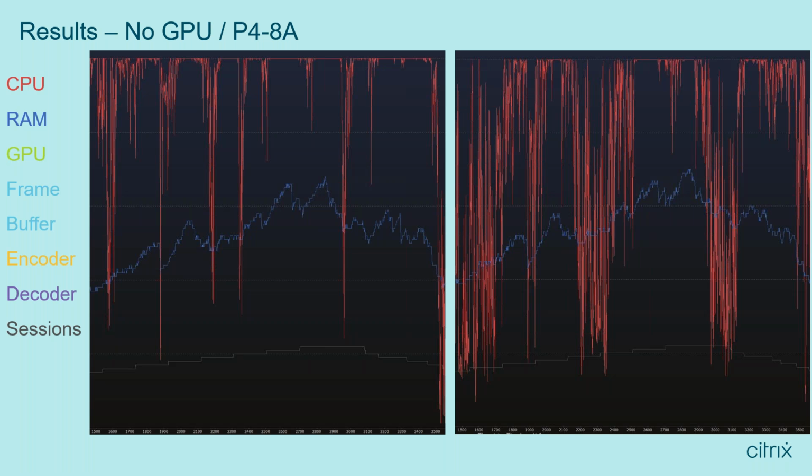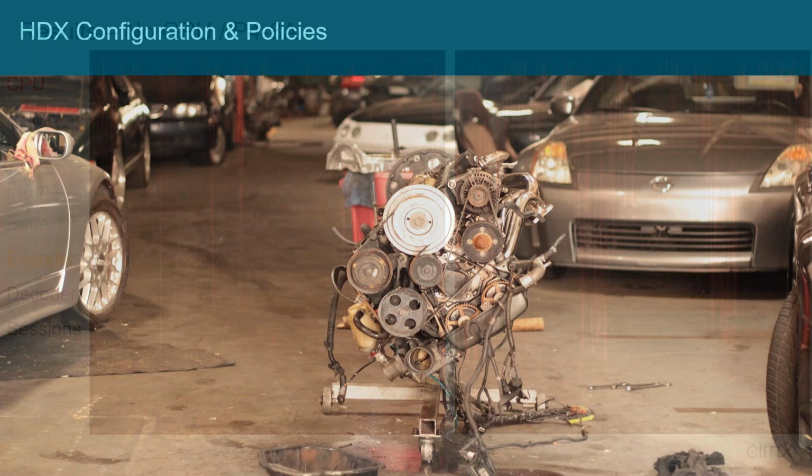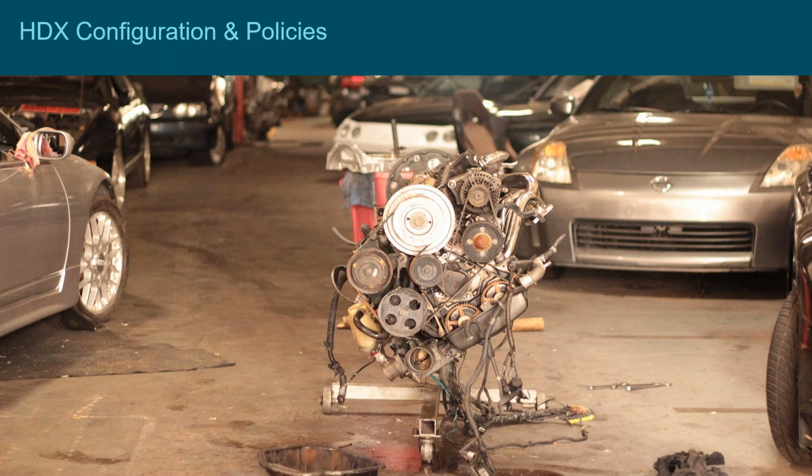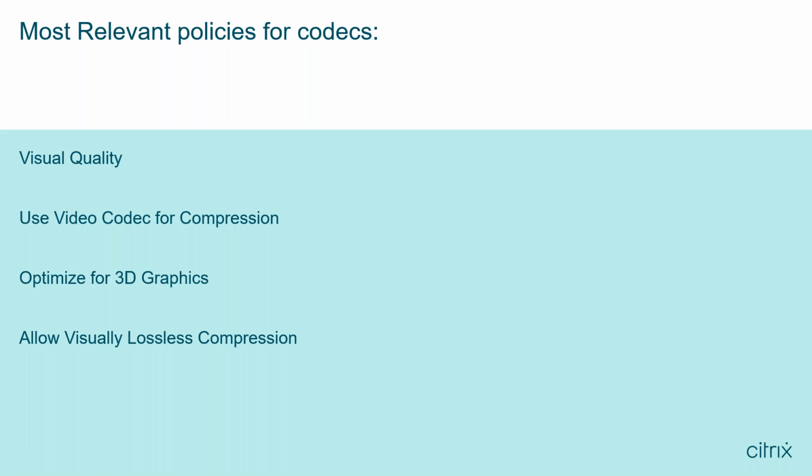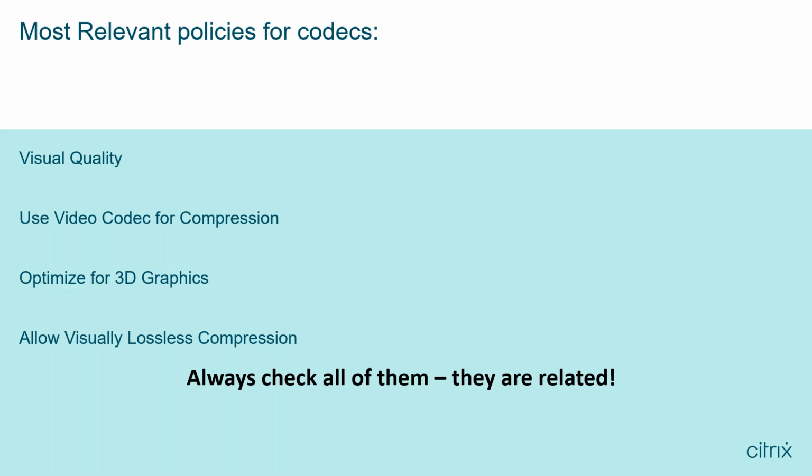The point is, if you get into this stuff, you also need to speak about HDX configuration policies. And if you have a look at all the policies available, there are 4 main ones which are really effective, or which really control the behavior inside a GPU-enabled environment. So it's visual quality, use video codec for compression, optimize for 3D graphics workload, and visual lossless compression. What is really important is that you always check all of them because they are related, or sometimes one disables another.